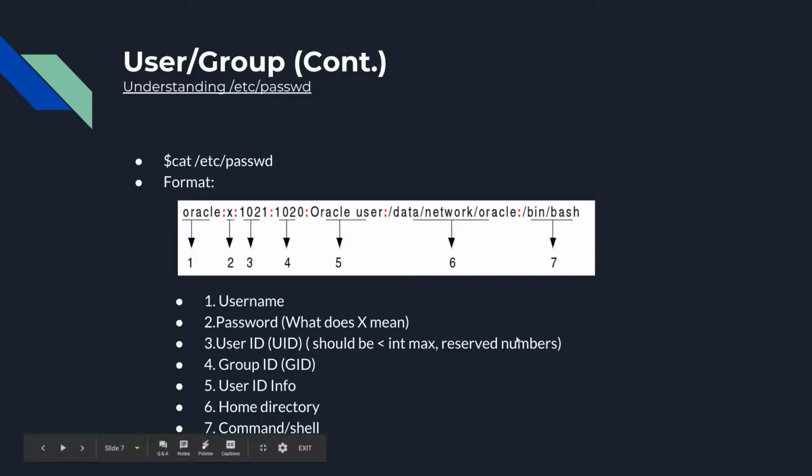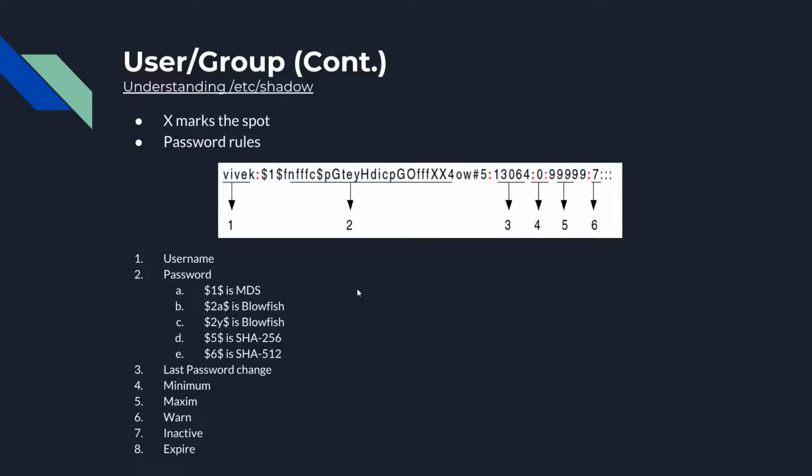What does it mean when there's an X for the password? If there's an X, it just means that it's stored in /etc/shadow. If we're running root, we'll be able to cat /etc/shadow, but because we're not under the root user, we won't be able to. But if we did, it would print out the username and the password hash.